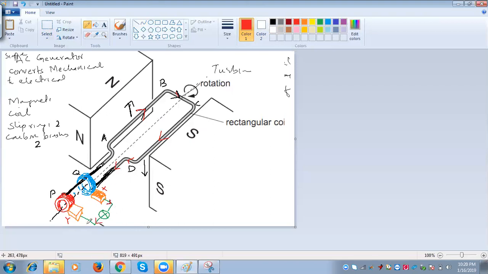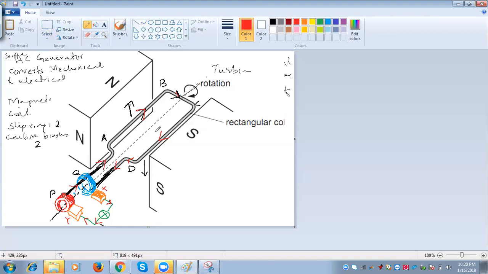So this way, there's a complete path. Carbon brush Y and the slip rings are made up of copper. Okay, they conduct. So through this, you see, the path of the current is complete. Right?